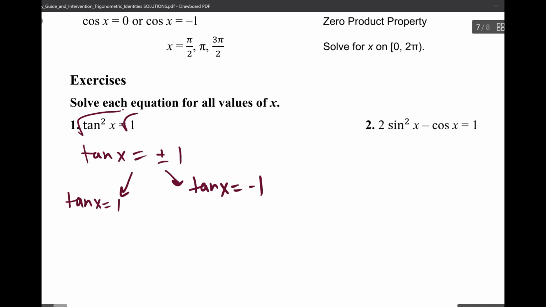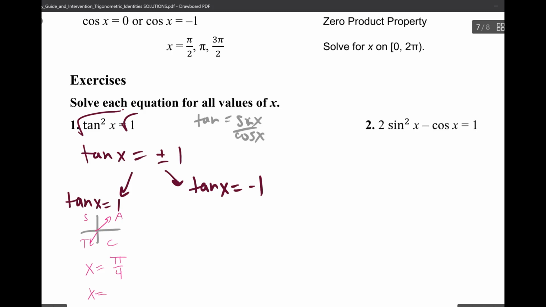So think about where tangent is equal to positive 1. At what angles? Well, tangent is equal to sine over cosine, so you're thinking, where do sine and cosine equal each other? Well, it has to be at a 45-degree angle, but tangent is positive. Let's see. All students take calculus. Tangent's positive in the first and the third quadrant. So it's going to be a 45-degree angle, x equals pi over 4.